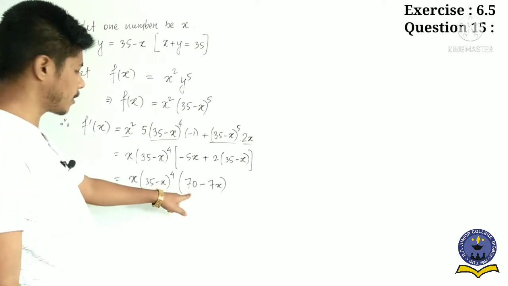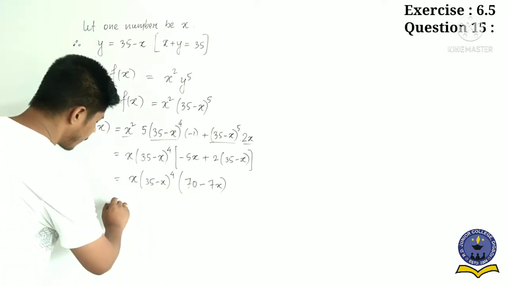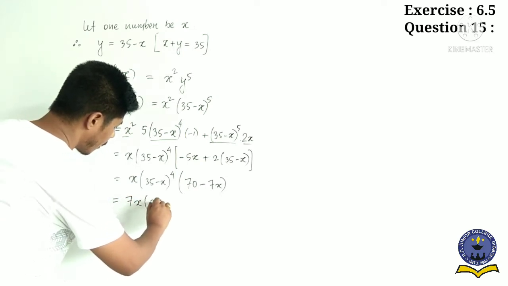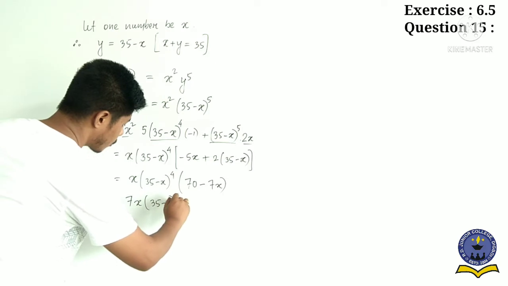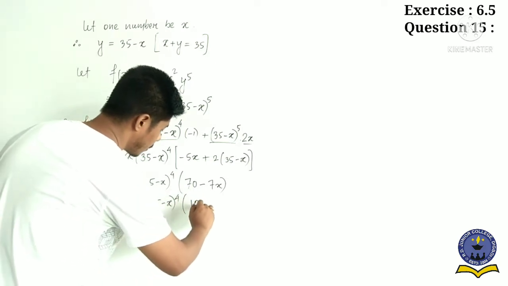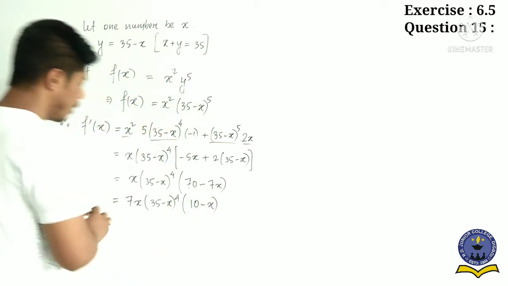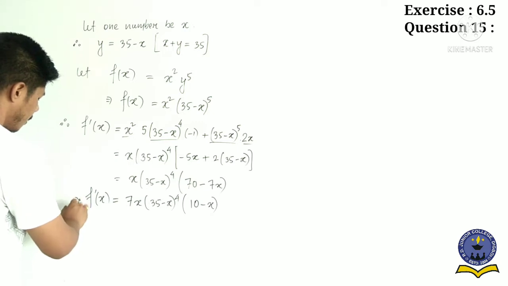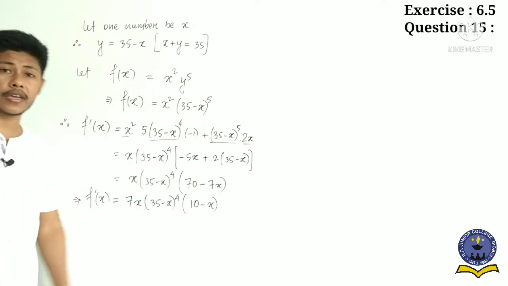From here, you see 7 is common. So if you take 7 common, then here remains 7x. This one we get 35 minus x to the power 4. And here when we take 7 common, then this one remains 10 minus x. Now this one is the result of f dash of x. Is it clear? So here f dash of x result, we get this one.